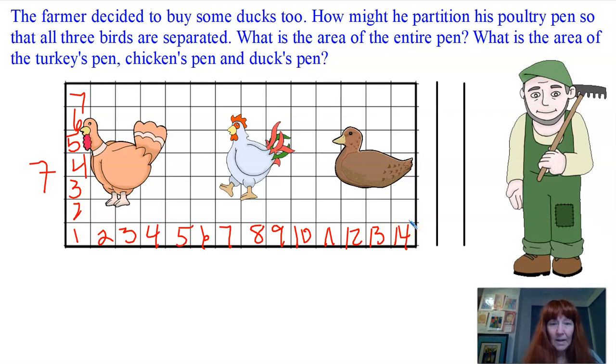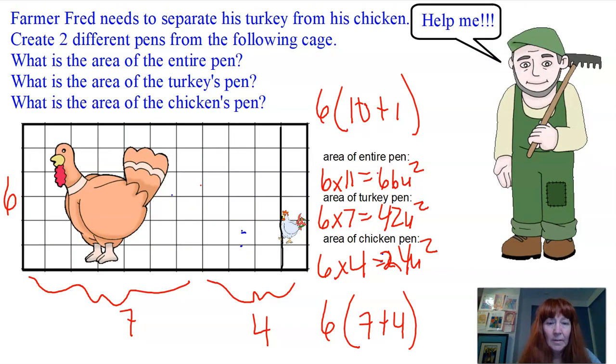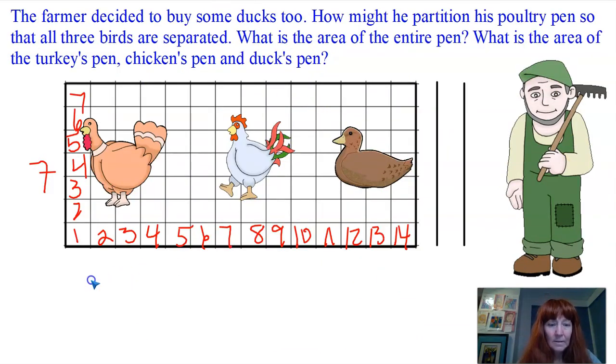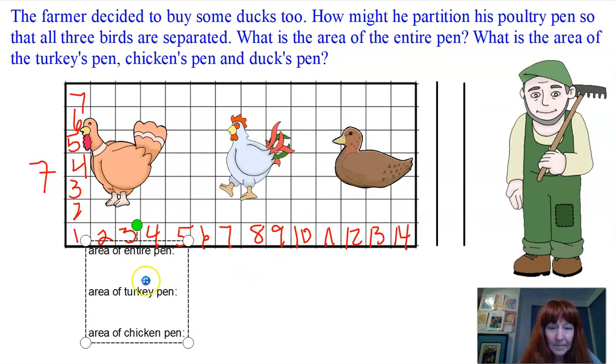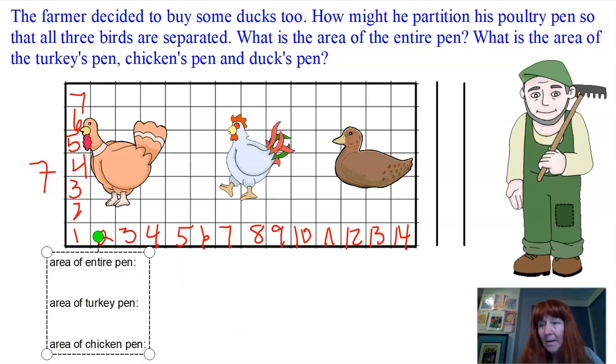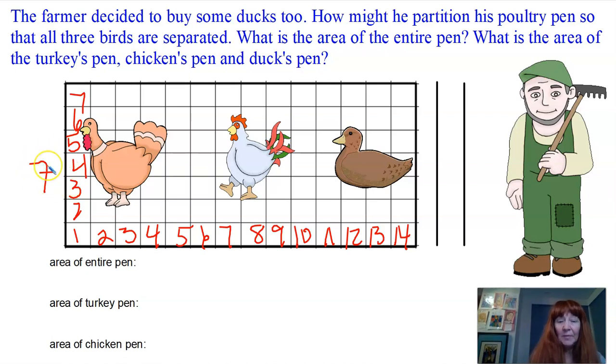So I'm going to grab this from the other. Let me grab this, Control C. Okay, so now I'm going to put this down here. All right, so of course we need to know the area of the entire pen, and I'm going to put the width first. This one is 7 times 14. Do a little quick mental math on that, 98 units squared.